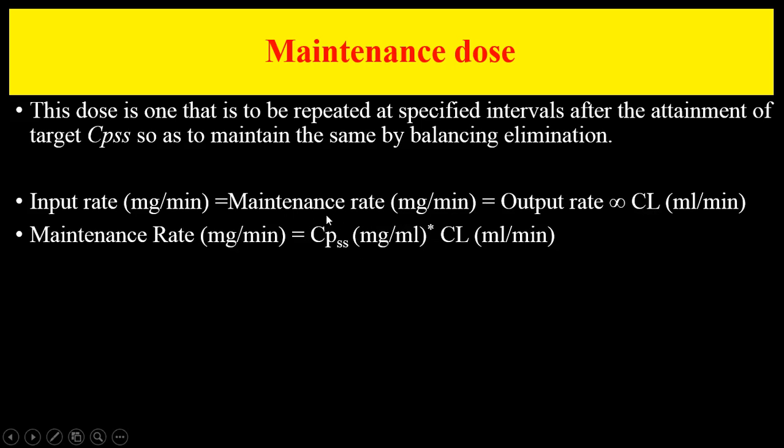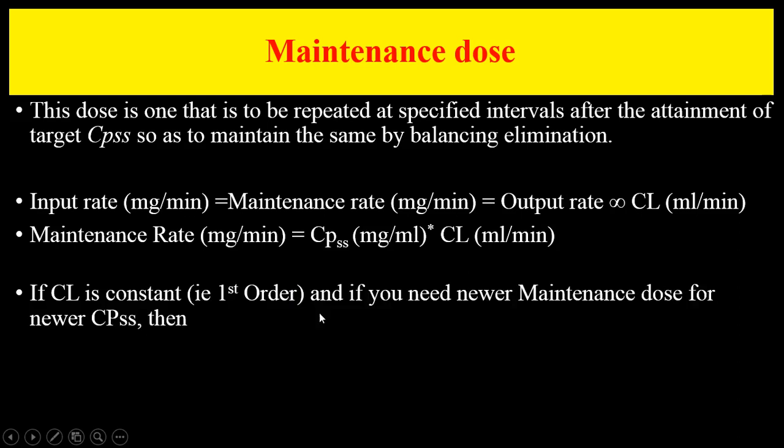CPSS, that is the steady state plasma concentration, is constant. So the formula is like this. And for first order kinetics, this clearance is constant, as I told previously. So if you keep it over here and pull it over here, maintenance rate divided by CPSS is equal to a constant, isn't it?